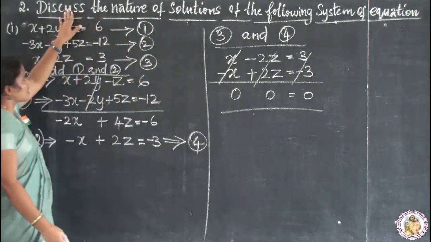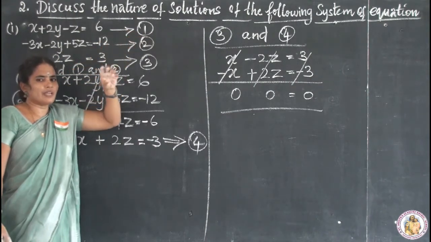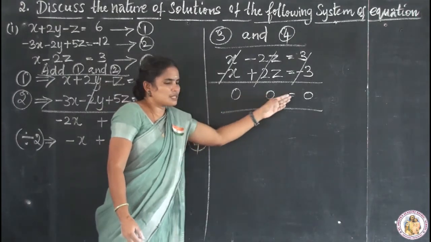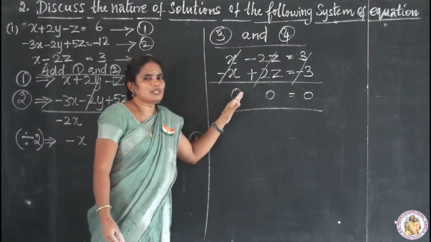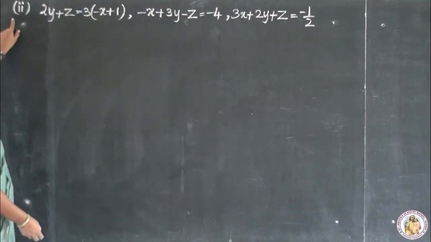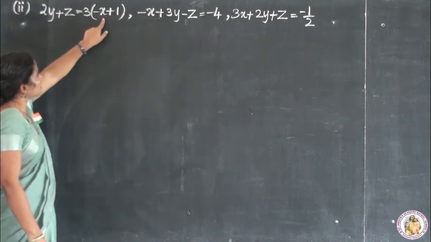Here we are asked to discuss the nature of solution. We did not find the value of x, y and z. So for the nature of solution, if you get all the variables as 0, the system of equations has infinitely many solutions. Question number 2. 2y plus z is equal to 3 minus x plus 1.